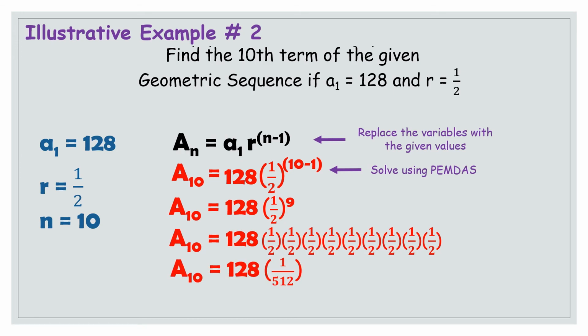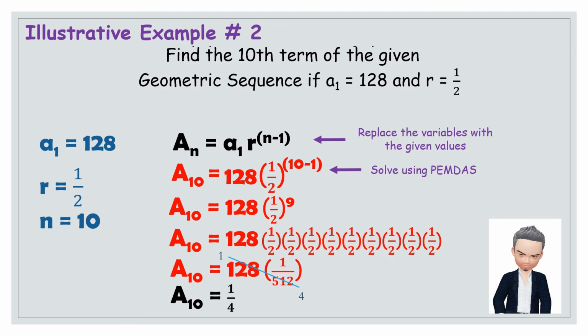So we will now have a sub 10 is equal to 128 times 1 over 512. You can multiply the numerator to numerator, denominator to denominator, then simplify. Or you can also use cross cancellation. Since 128 and 512 are both divisible by 128, we divide them both by 128. So 128 divided by 128 is 1. 512 divided by 128 is 4. So therefore, our answer is a sub 10 equals 1/4.